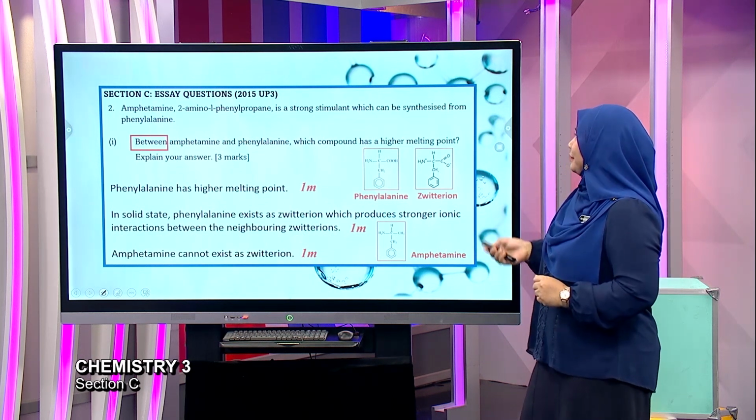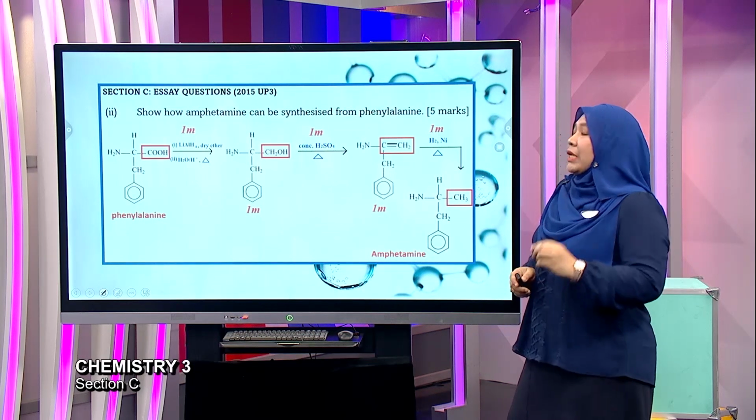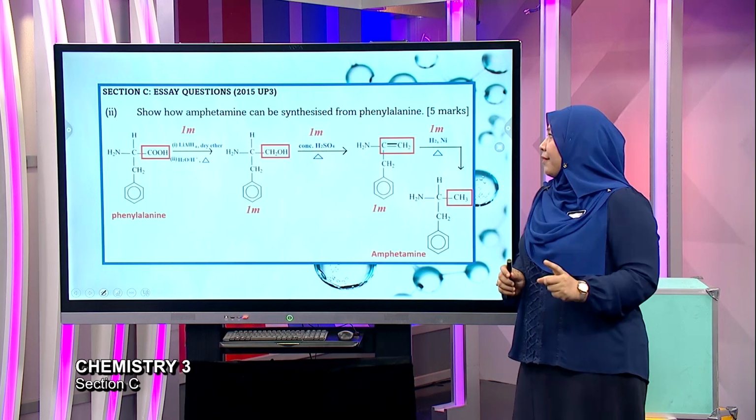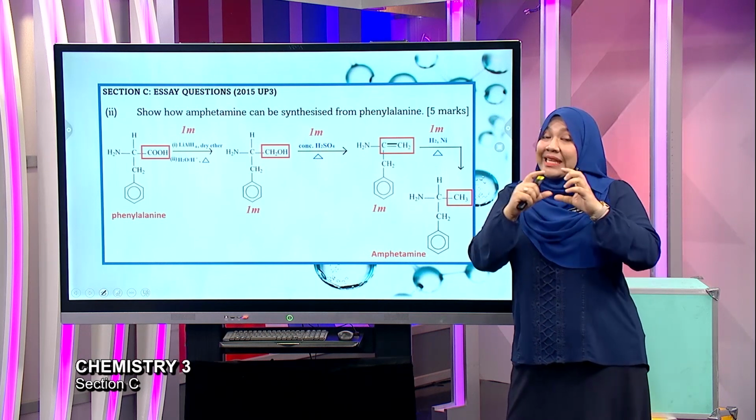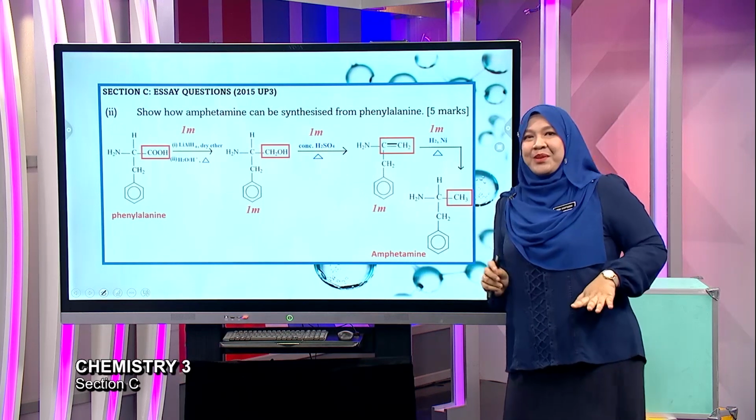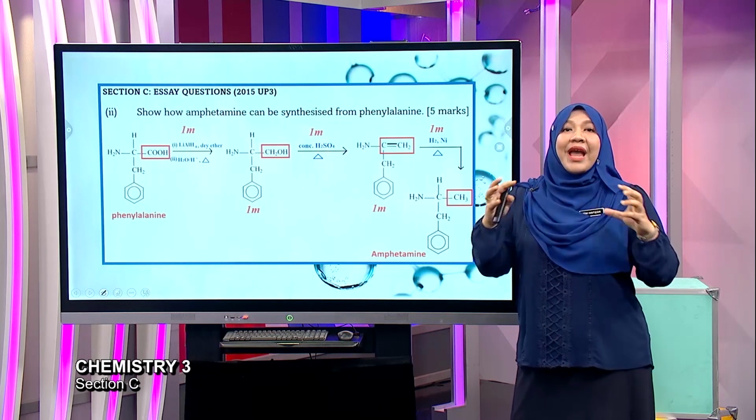Moving on. Okay, from the same question, number 2, show how amphetamine can be synthesized from phenylalanine. 5 marks allocated. So students, when you come across this type of question, in order for you to answer, you have to form a reaction scheme, because the keyword there is synthesized from a starting material to a final product. So you have to write a reaction scheme.